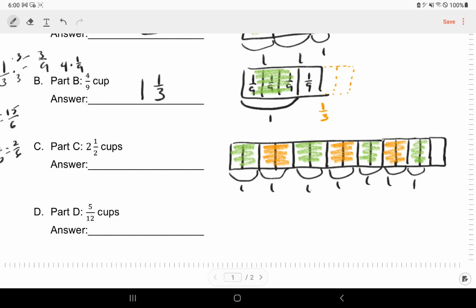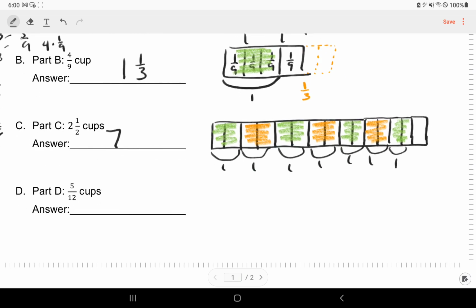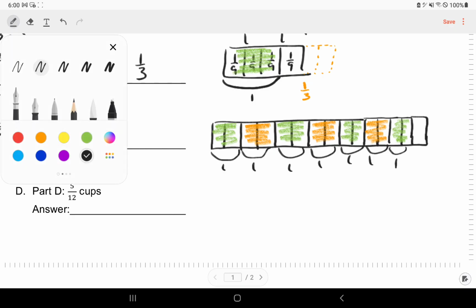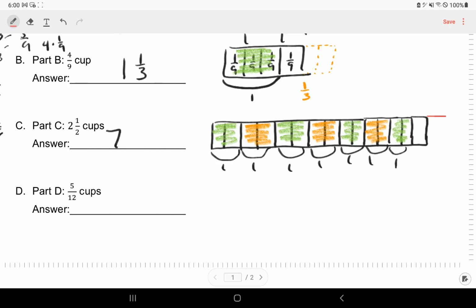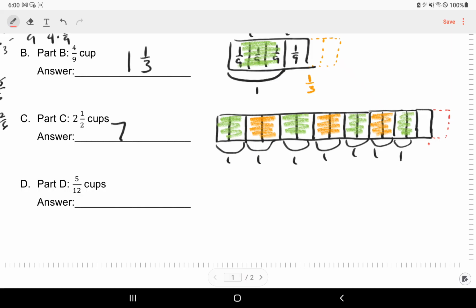And so that's 1, 2, 3, 4, 5, 6, 7 whole groups. And since I need groups of 2, I need another imaginary box here. And so I have 1 out of 2. So it's 7.5 batches.